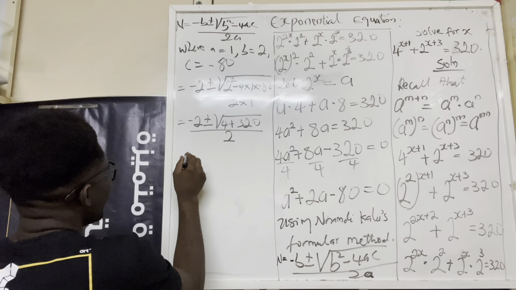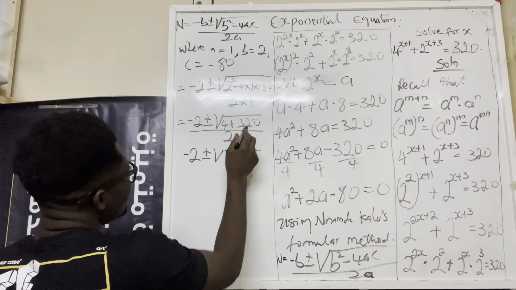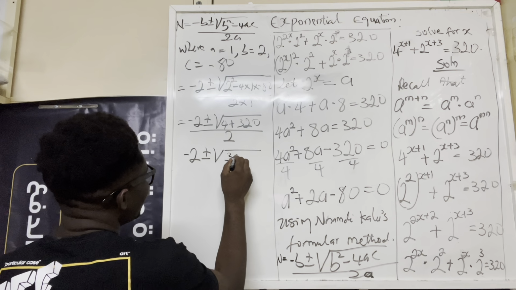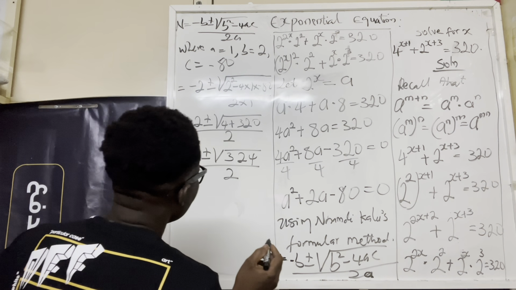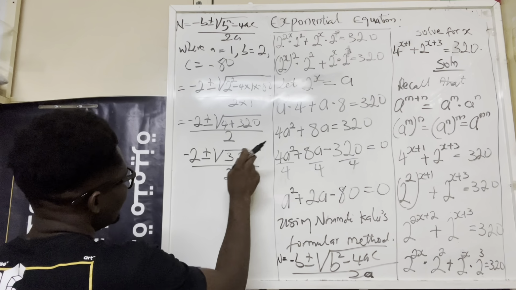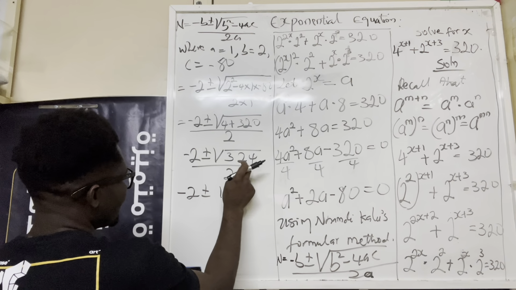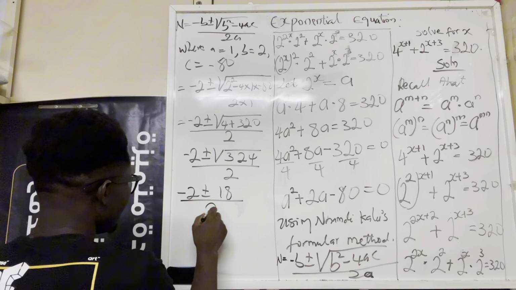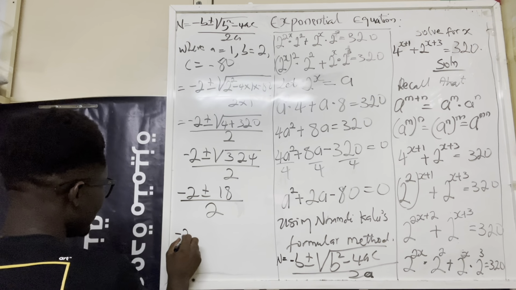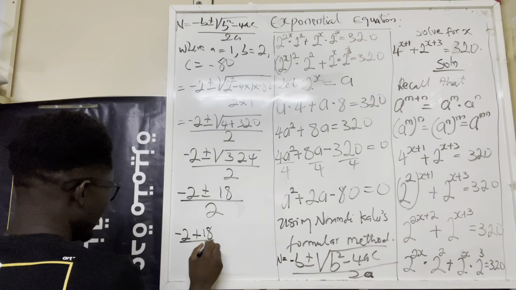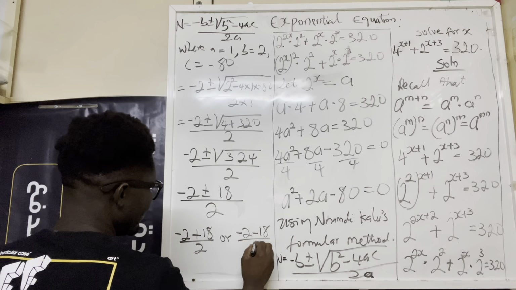So from here, we have minus 2 plus or minus the square root of 4 plus 320, which gives me 324, divided by 2. The square root of 324 gives me 18. So minus 2 plus or minus 18 all over 2. Because I have plus or minus, I'm going to split this as minus 2 plus 18 divided by 2, or minus 2 minus 18 divided by 2.